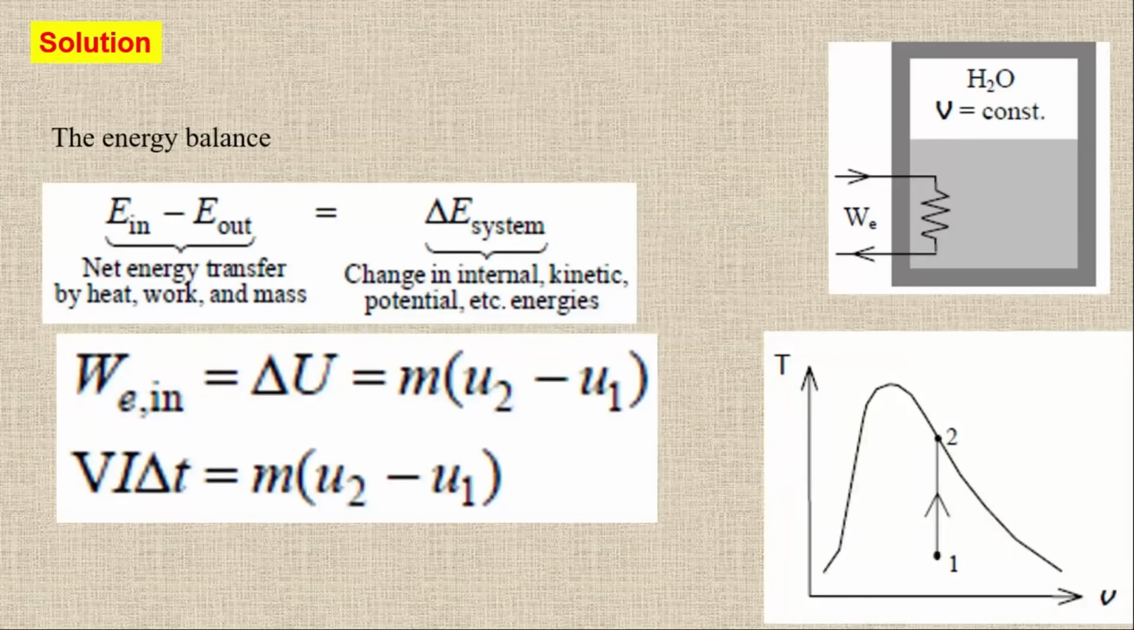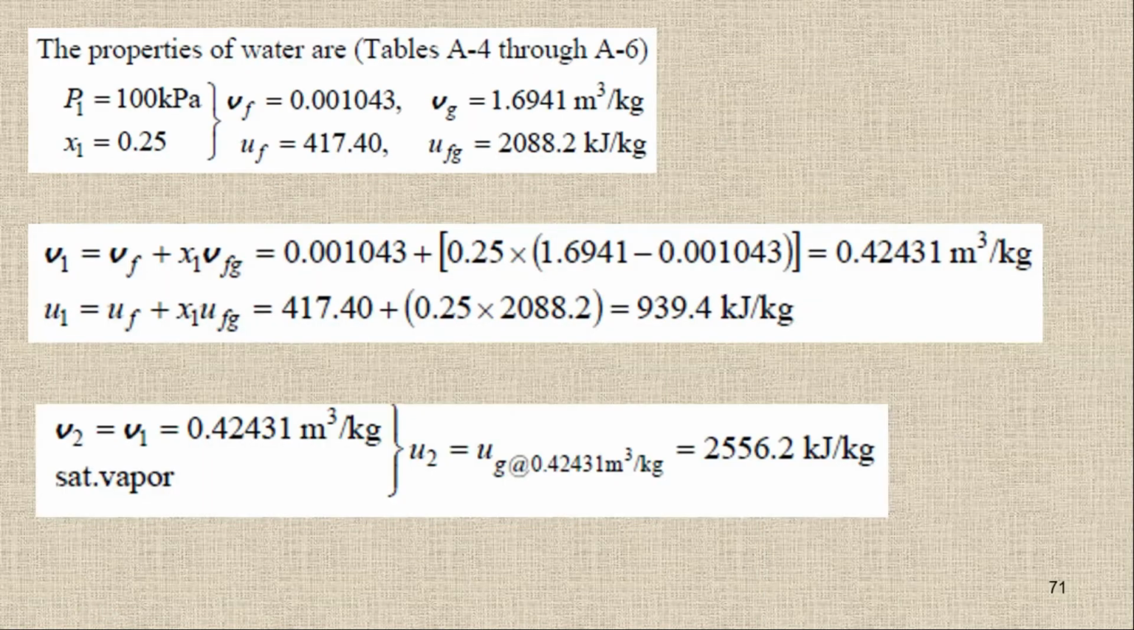If you can see here, at point number 2, because we have a constant volume process, it means the volume at point number 2 will be same as point number 1. So V2 is equal to V1, and this V2 is also equal to VG. So here V2 is V1, because V1 is 0.42431, and it is on the saturated vapor line.